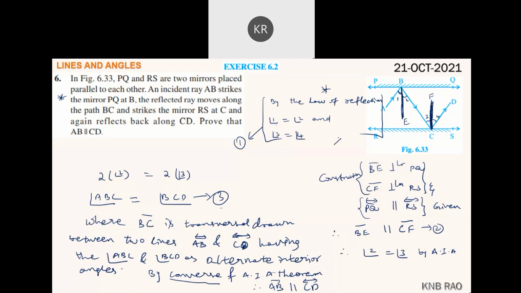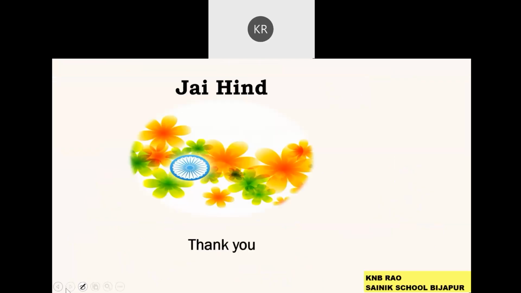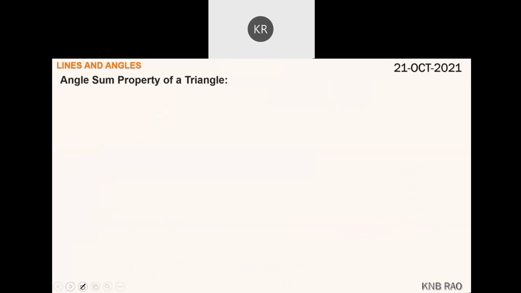So with this, exercise 6.2 is over. Next class, what we are going to do will be angle sum property of a triangle. And with that angle sum property of a triangle, exercise 6.3, this chapter gets over. I have 8 questions of MCQ in this chapter from the exemplar problems. I'll discuss them. Maybe in 2 periods, I'll complete this chapter.